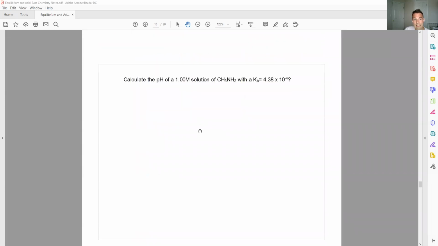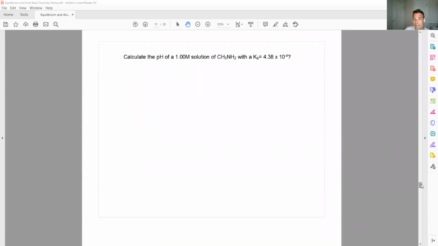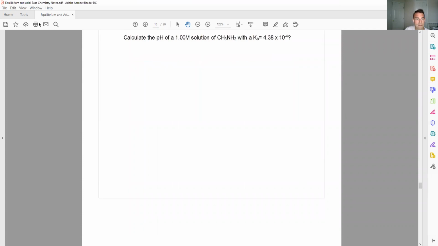And so the last thing that we'll do today is an example with a weak base that will not dissociate completely. In this case, it's going to be methylamine. It says calculate the pH of a 1.00 molar solution of methylamine with a Kb of 4.38 times 10 to the negative fourth.